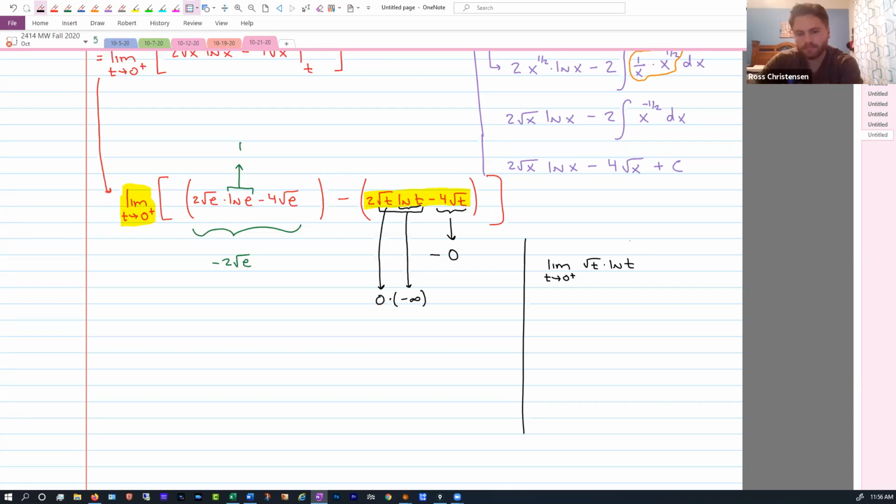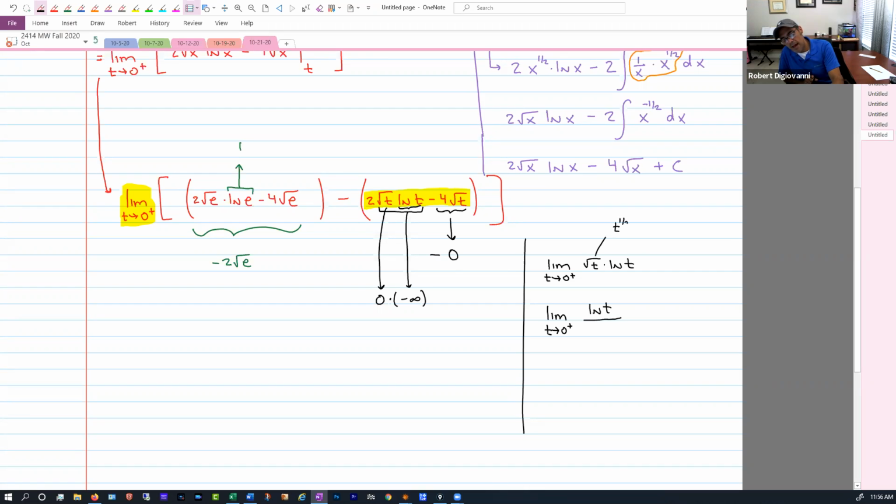Drop one of them. Drop one down. Okay, so which one do you want to drop? Square root of t. Good. Anytime I have a power of t, I like to drop that down. So I'm going to think of square root of t as t to the half, and I'm going to drop it to the bottom, so it becomes t to the negative half.